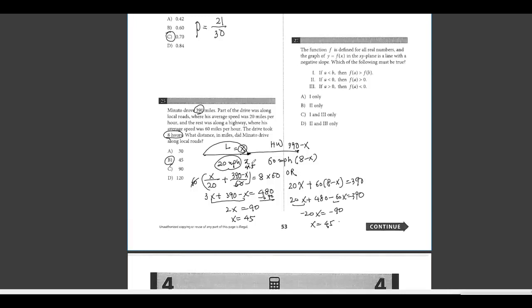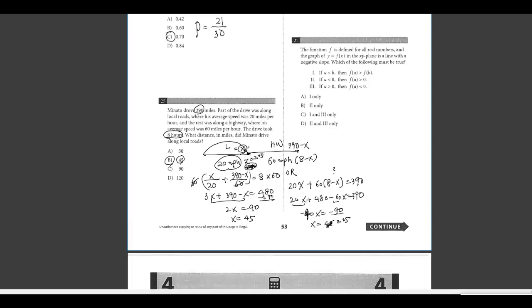We have a different answer. Okay, let me check this later. Anyway, 45 is the answer. We have something wrong over here. Oh, this is 20 minus 60, negative 40x equals negative 90. When you divide by 40, that is 2.25. It takes 2.25 hours.